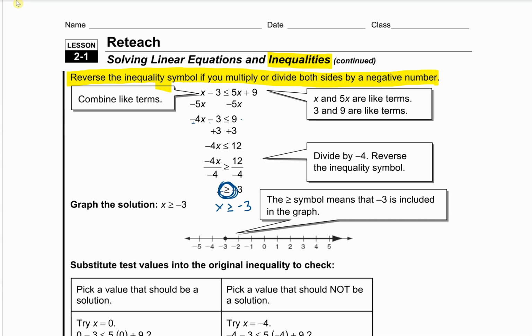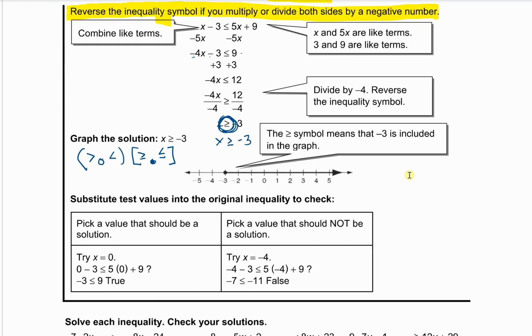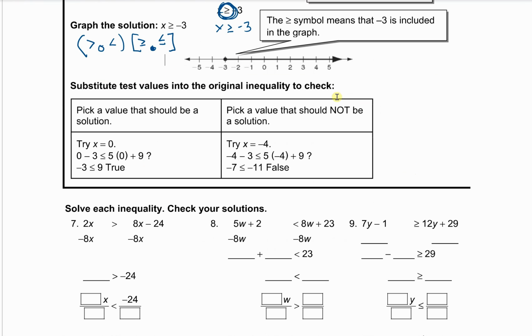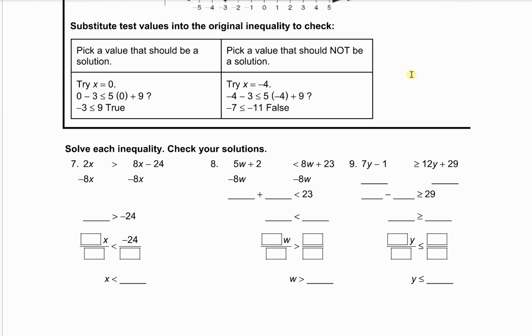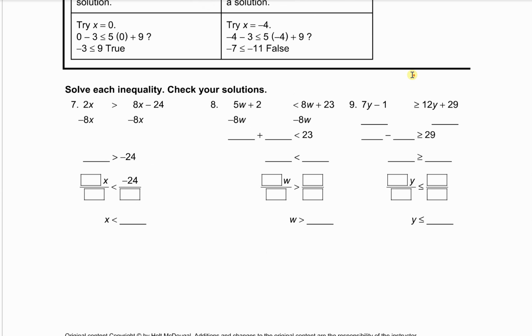And then you got to remember to graph it. Now if you remember back in chapter 1 we talked about our interval emojis. Those work here too. Remember that you're going to have open circles for less than or greater than, and you are going to have closed circles for less than or equal to, greater than or equal to. The thing about inequalities is you kind of have to represent your answers using a number line. And they do recommend checking. Yeah, sure, I guess you could check, but whatever.